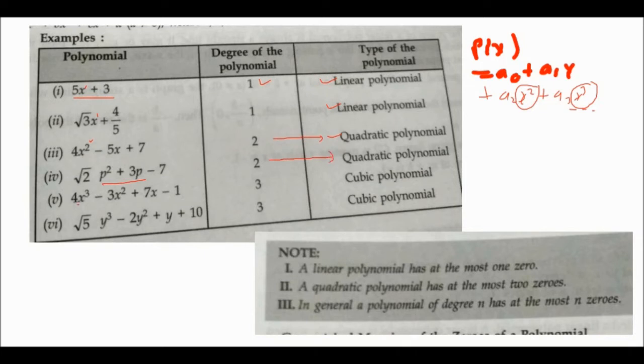Now in this case, the highest power of x is 3. That's why it is called a cubic polynomial. So we got the point that a linear polynomial has at most 1 zero. At most only one factor is there, meaning x will have only one value. A quadratic polynomial has at most 2 zeros, meaning x will have two values in this case. And a cubic polynomial has at most 3 zeros. I hope you got this point.